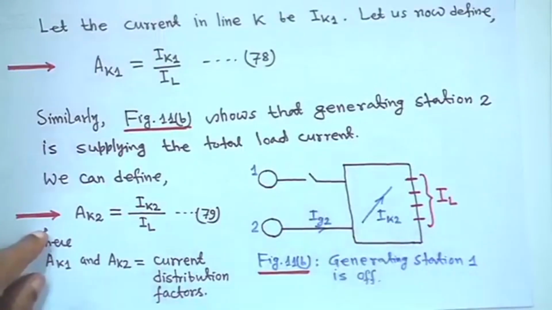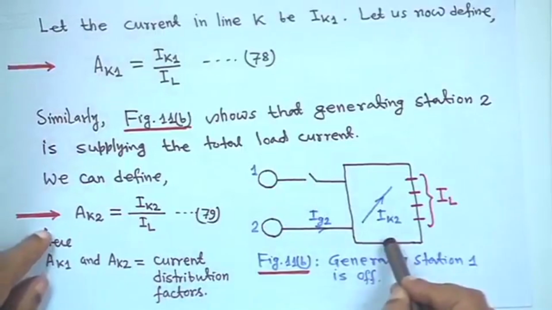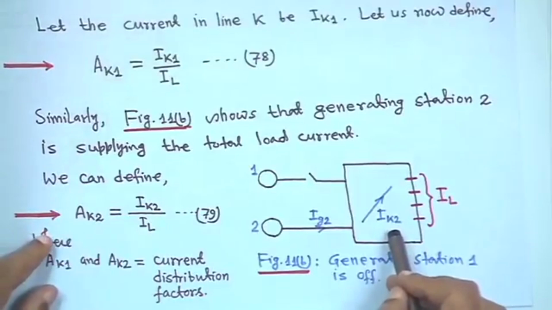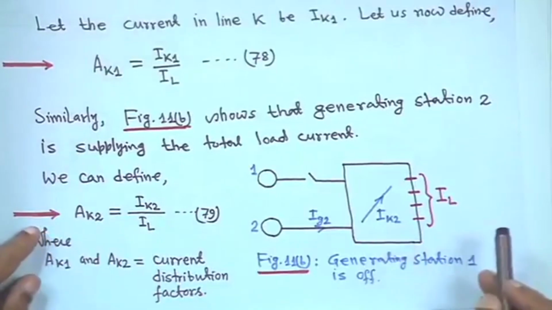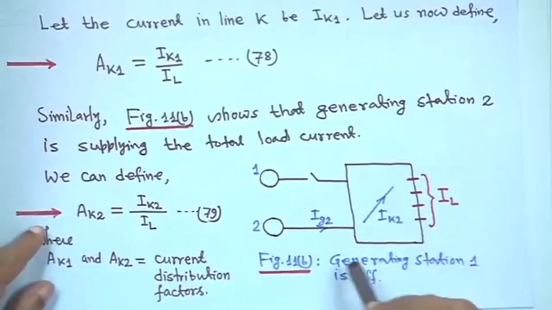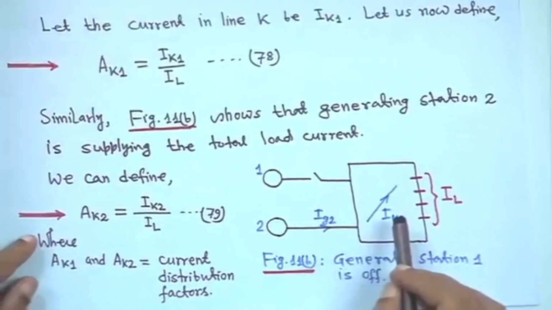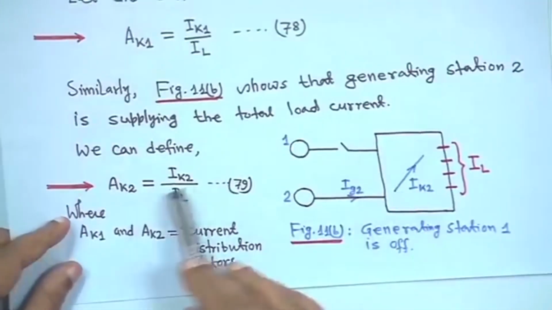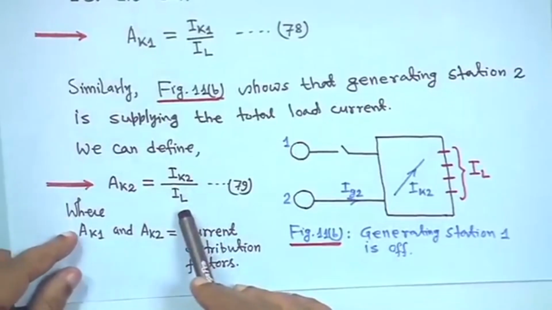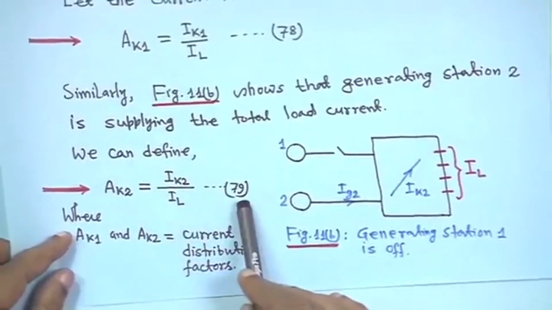That means the current through this branch K is I_k2, and because here also your branch current will change. So generating station 1 is off, this is figure B. In that case you define another term A_k2 is equal to I_k2 upon I_L. This is another term, this is equation 79.